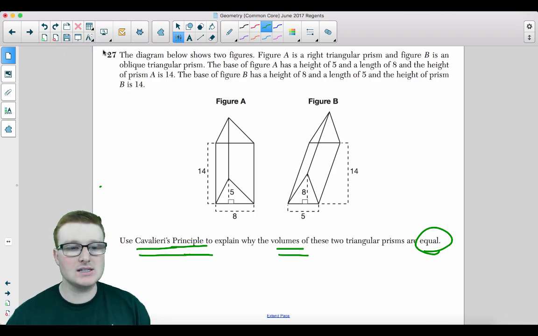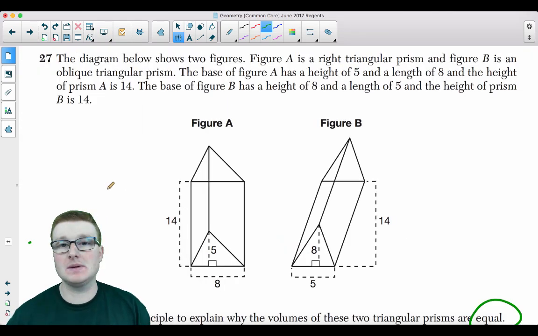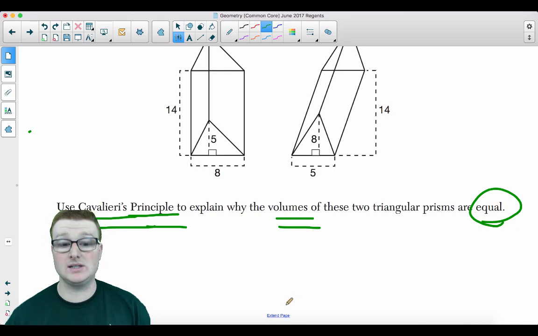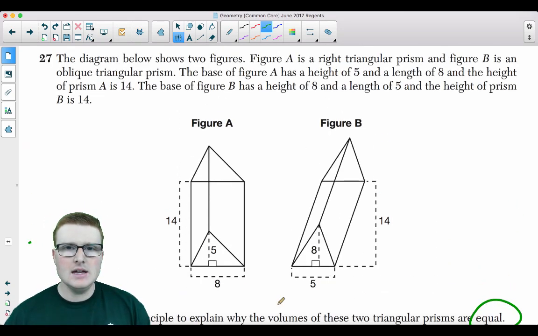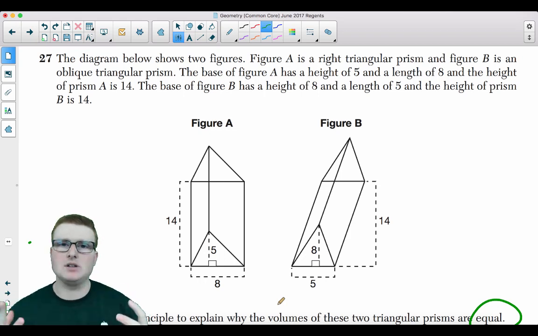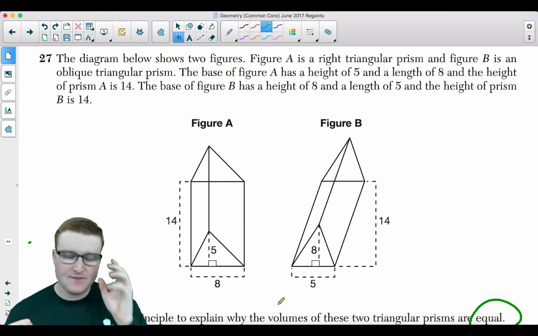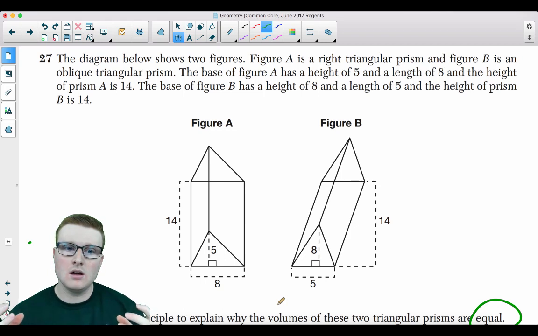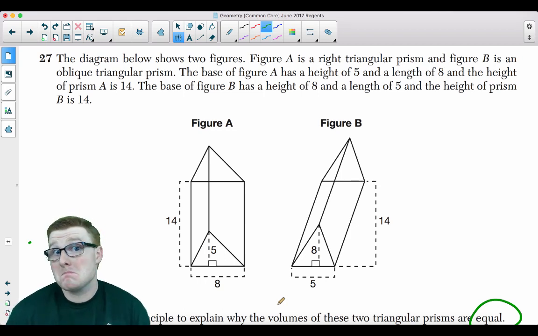When people took this exam, they didn't know what Cavalieri's Principle was because this was the first time that the state of New York was testing it. So, I'm going to talk for a little bit. I'm going to lecture to you. This is what Cavalieri's Principle states. If you have two prisms, it doesn't matter what prism it is, it can even be a cylinder, okay?